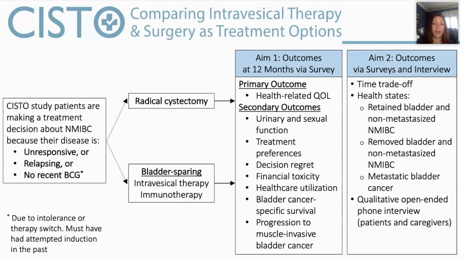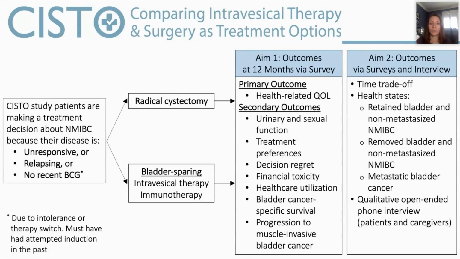But AIM-2, remember that second question, how do patients get to their decision? We decided to do another set of surveys and interviews to better understand how patients are getting to their decision. And so that's with phone interviews and understanding the different health states and what matters to patients. And because of that, we're going to be able to answer both of those questions in a very meaningful way.